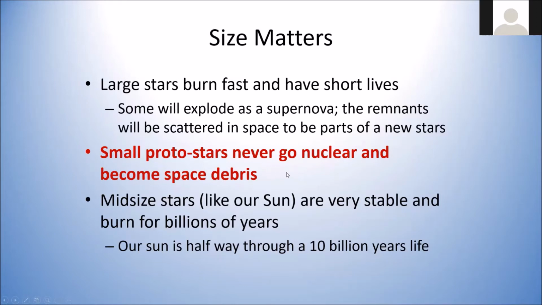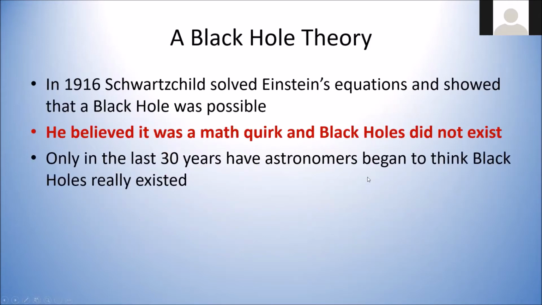But it all depends upon size. Large stars burn fast and have short lives. Some will explode as a supernova, and the remnants will be scattered in space to become parts of another new star. Small proto-stars never go nuclear and become space debris, and they too would become parts of new stars moving out. Mid-sized stars like our sun are very stable and burn for billions of years. Our sun is halfway through a 10 billion year life, so we have another 5 billion years before it goes away.